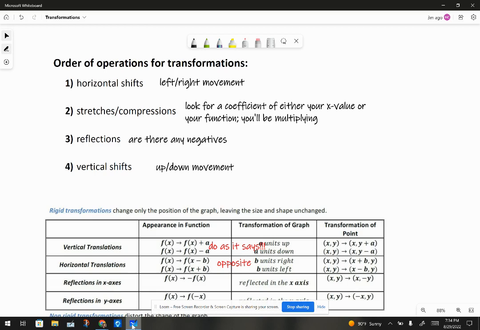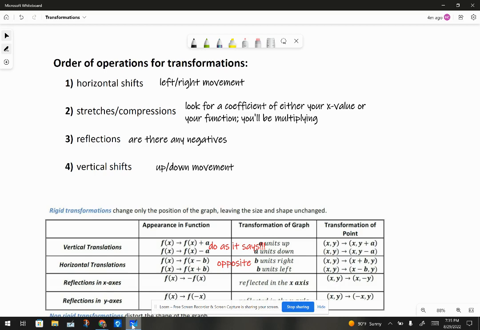Next is going to be your reflection. The reflection has to do with you identifying negatives, and that's super easy for you guys to do. Students tend to not have issues with that one. And then last but not least is your vertical shift, and that has to do with whether or not your graph is moving up or downwards from its original parent function standard form.